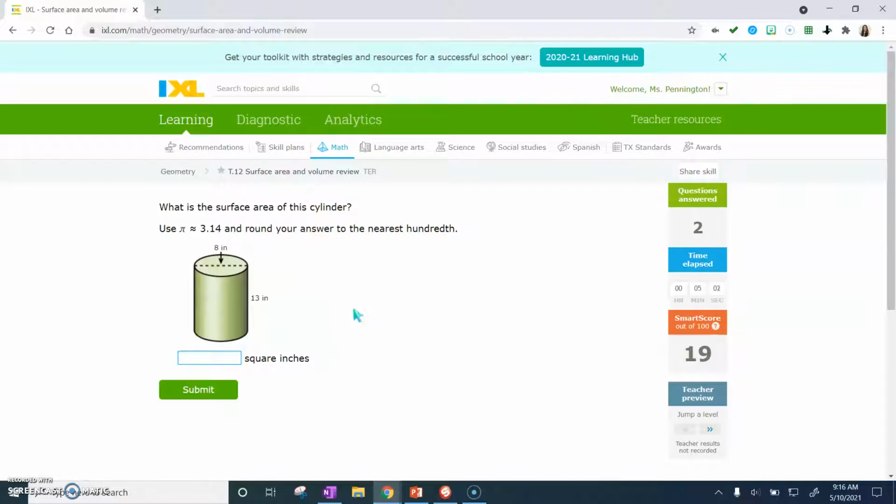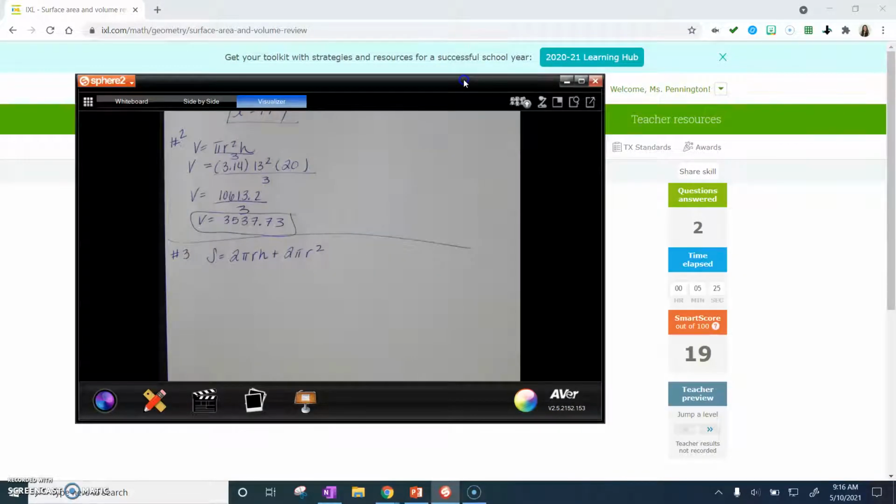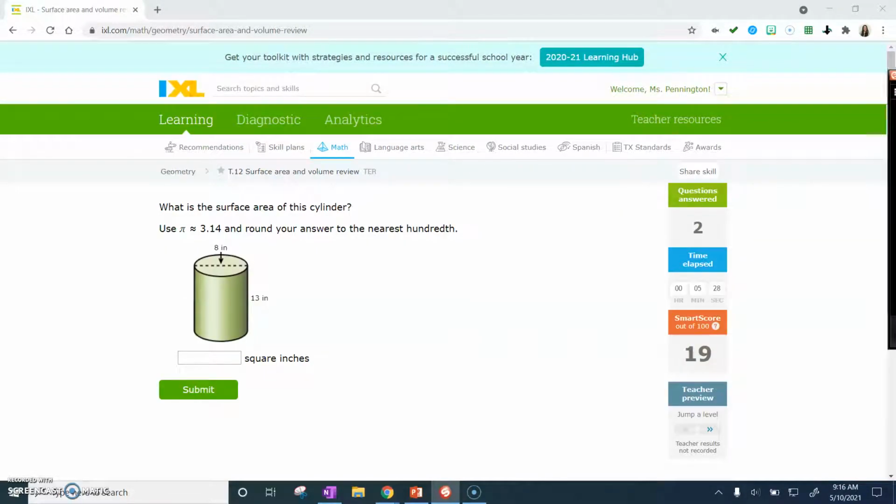So surface area of a cylinder, the first thing I'm gonna do is write down my formula. Surface area of a cylinder is equal to 2 pi RH plus 2 pi r squared. I'll just show you that I wrote that down. Now I need to figure out what the h and what the r is for the cylinder. So if I look, it gives me the diameter is 8. That means my radius is 4. R equals 4. My height for this is 13.